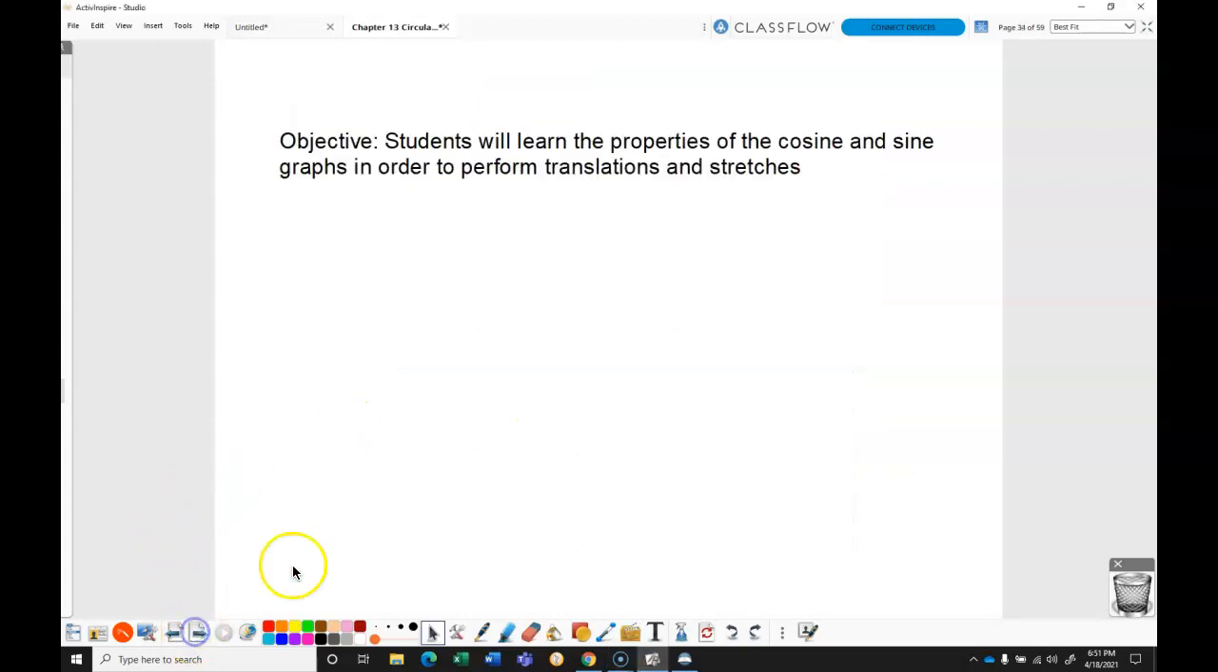Today what we're going to be working on is actually learning properties of cosine and sine graphs so that we can perform translations and stretches. Okay, so this is where it gets a little bit more difficult because we start getting into not just sine x, cosine x, but now we start adding in the period, and we start adding in the translation and the horizontal shift and the vertical shift and the horizontal stretch and all of that loveliness. So it gets a little bit more confusing when we start looking at these graphs this time.